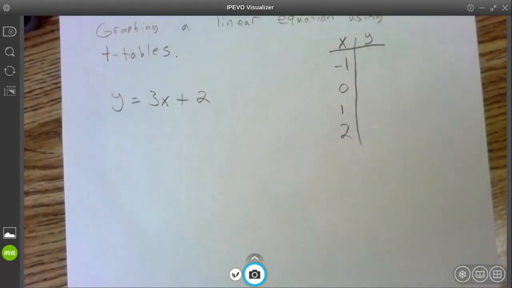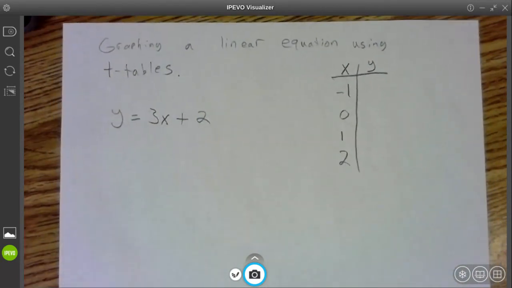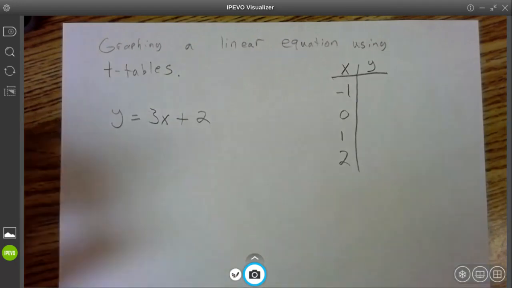So this method, it's not the best method. I'll show you the better method in another video. But this method can be used to graph many functions, all right? Quadratics, exponentials, which we'll talk about sometime down the road, probably in Algebra 2. It's kind of a caveman method, this is.